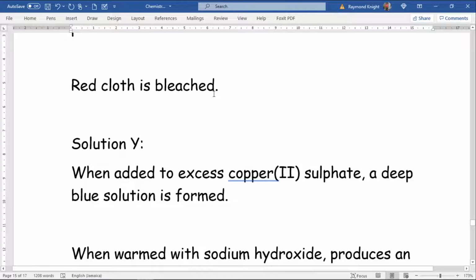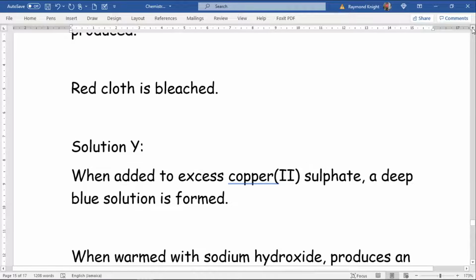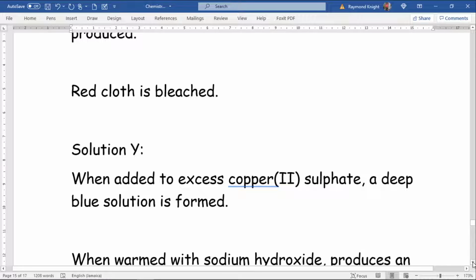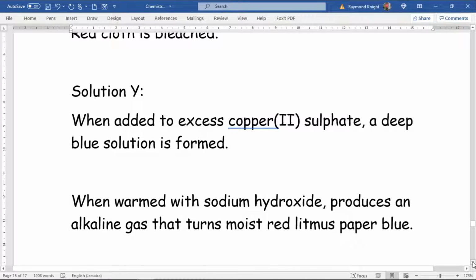Right? Because remember, chlorine is a bleach substance. It will bleach the clothes or the cloth, and so we can identify the solution. This X will contain bleach, is a solution of chlorine. And then for solution Y, when added to excess copper-2 sulfate, a deep blue solution is formed. And so this could be, well, I won't say it's 2 things, but if they have stated that anhydrous copper sulfate, they know that this will be water. But there's something else happening here.